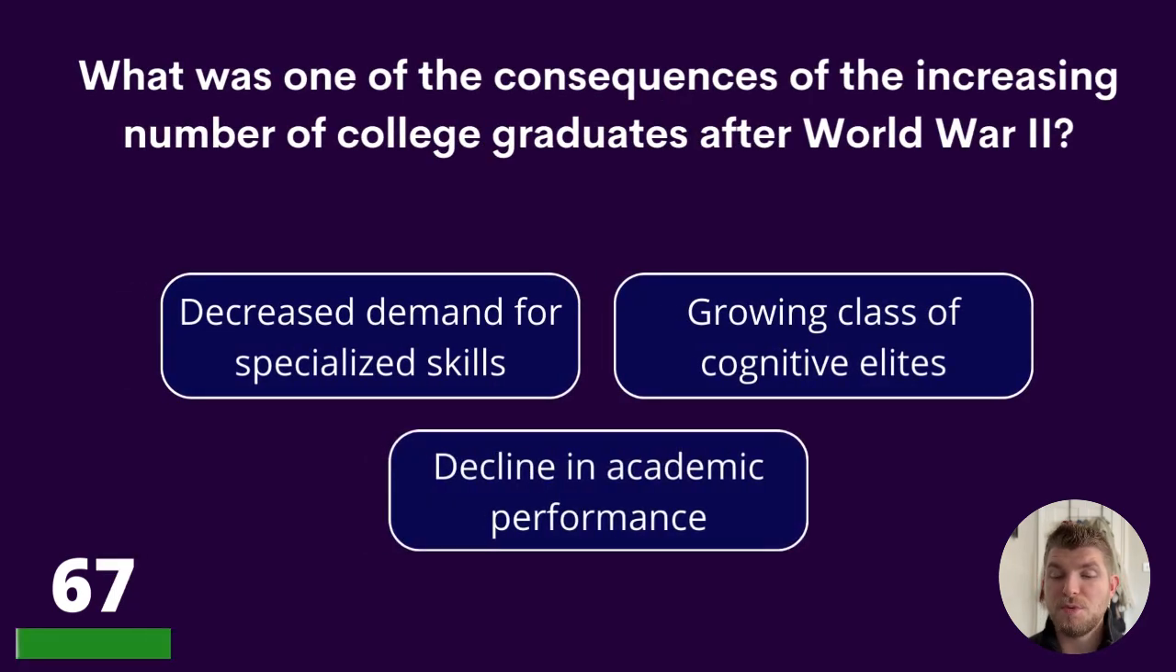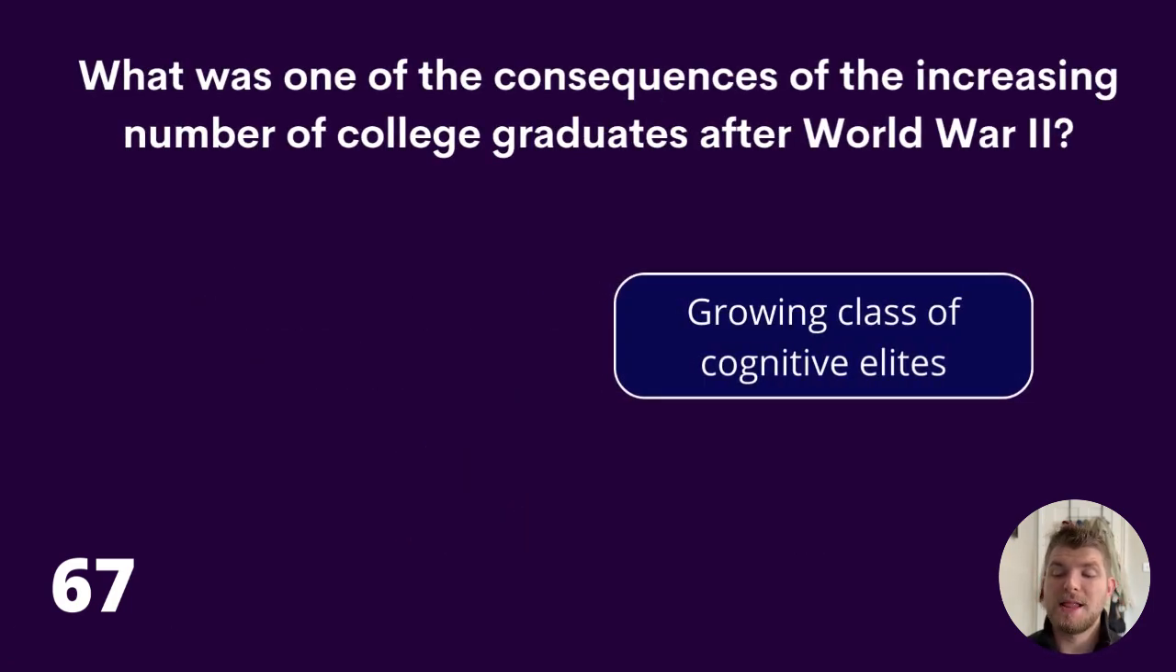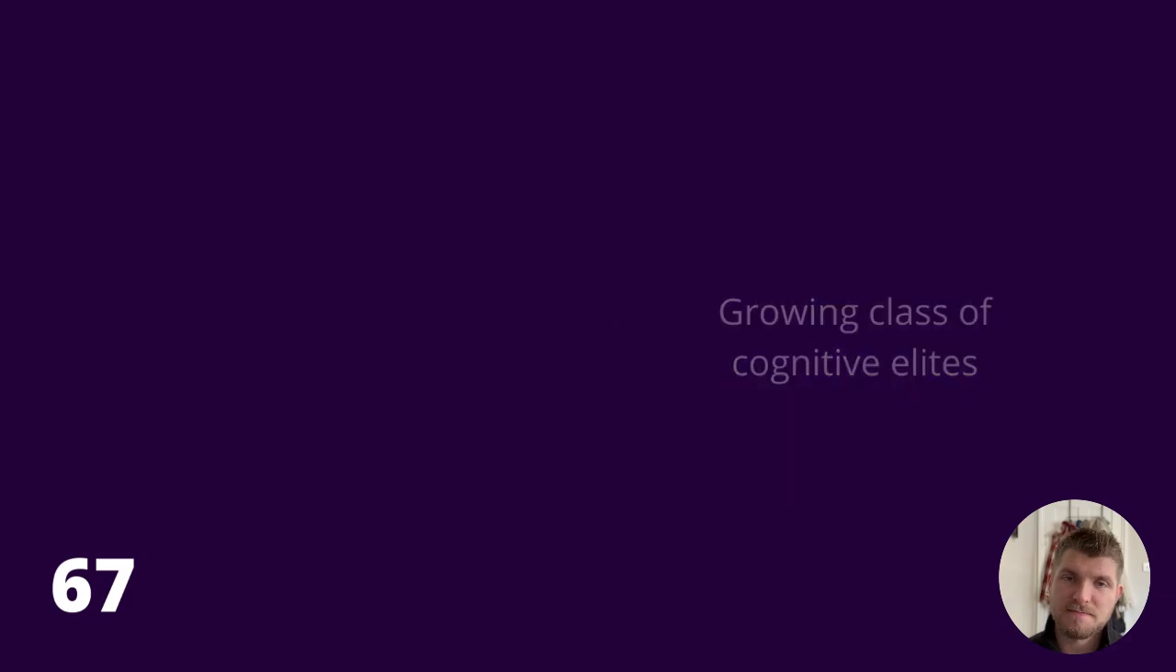67. What was one of the consequences of the increasing number of college graduates after World War II? Decreased demand for specialised skills, growing class of cognitive elites, or decline in academic performance? The answer is growing class of cognitive elites.